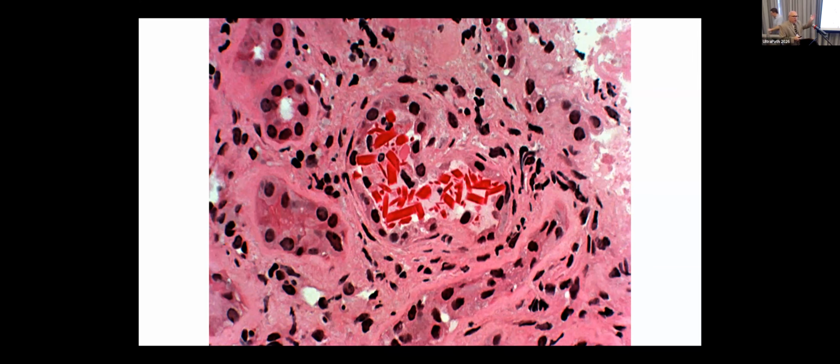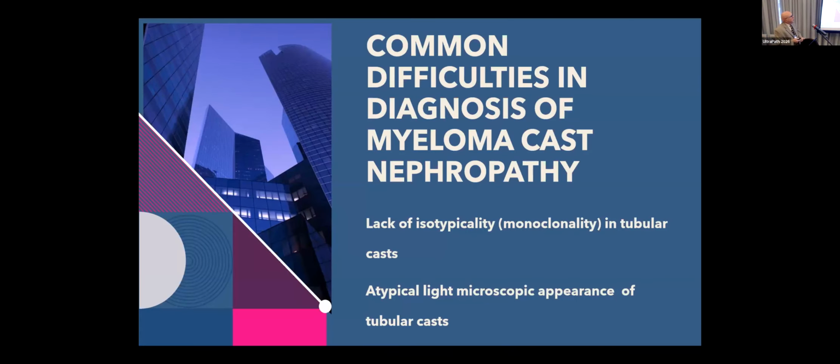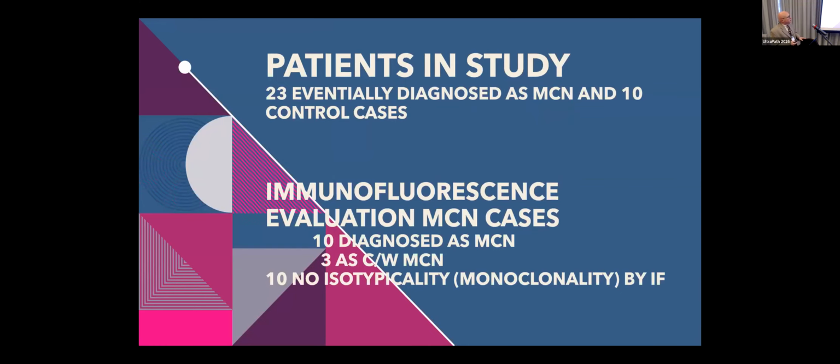So again, if you see the crystalline inclusions in cast, you're going to be almost absolutely sure that that's what you're dealing with. So what is the problem? It is the immunofluorescence sometimes. Now, remember, if the cast occur acutely, it's going to show the monoclonal protein. So you're going to be able to prove isotypicality or monoclonality. But if there has been deposition of a light chain, that is the pertinent light chain, and on top of that, because of a chronic situation, the other light chain has been deposited, then that monotypicality is not going to be present. That's going to make your diagnosis difficult, especially if your light microscopy is a little atypical.